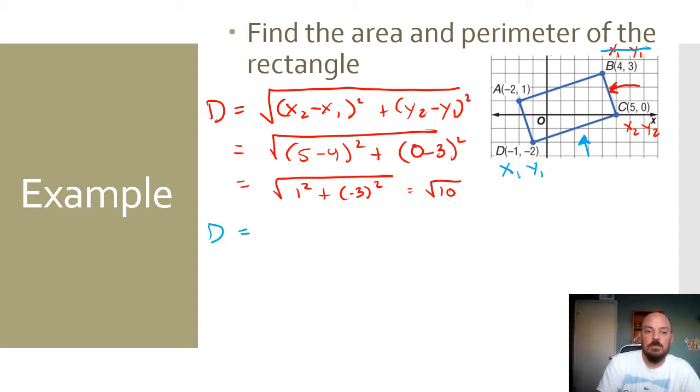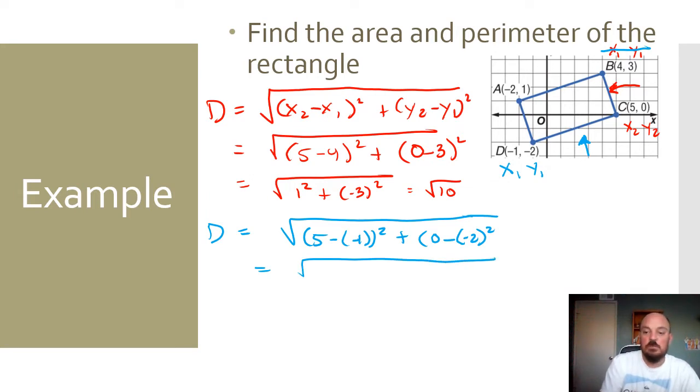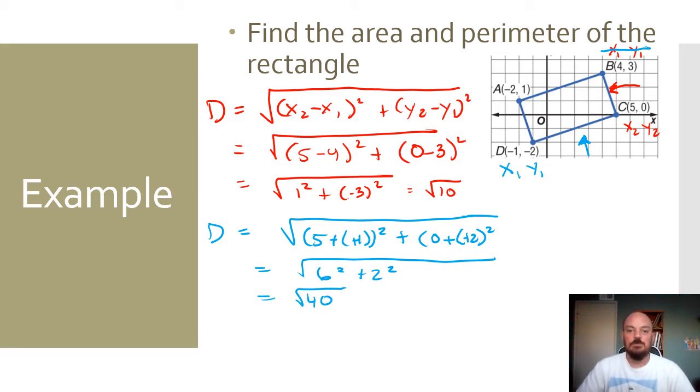So this time, x2 minus x1 will be 5 minus negative 1, squared, and y2 minus y1 will be 0 minus negative 2, squared. Remember, when you subtract a negative, it actually turns into plus a positive. So both of these are going to turn into pluses. And we have 6 squared plus 2 squared, 36 plus 4. That would be the square root of 40.